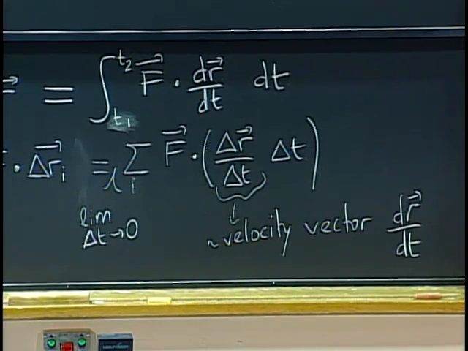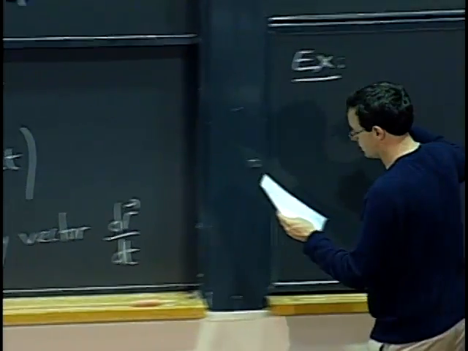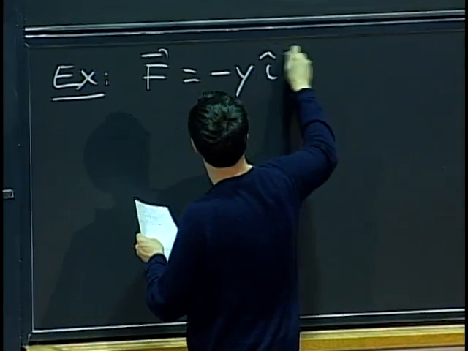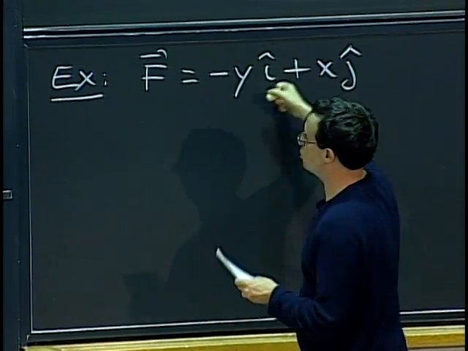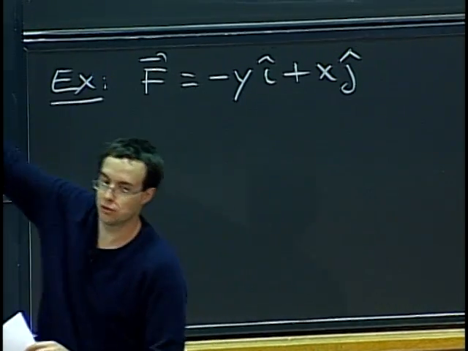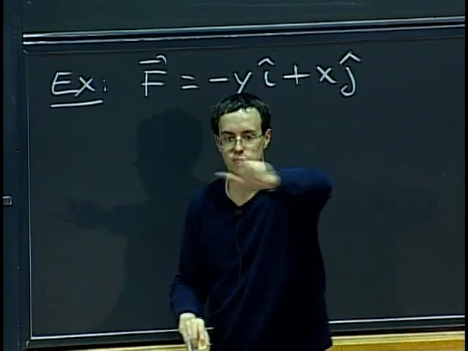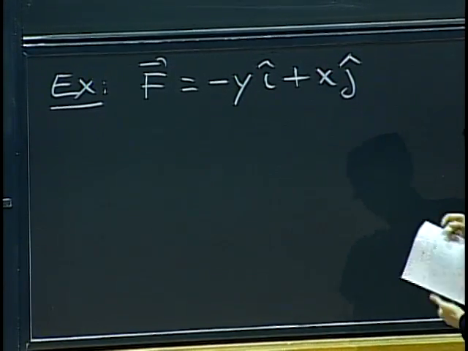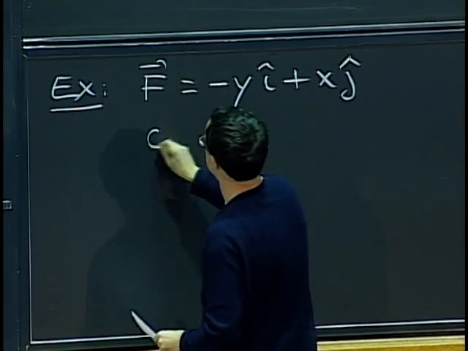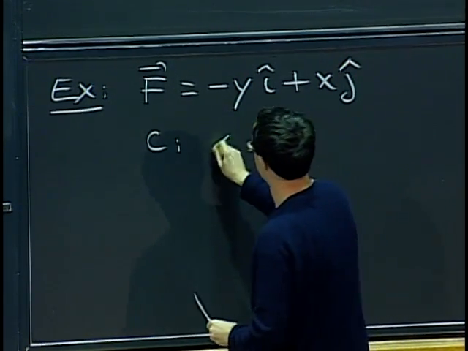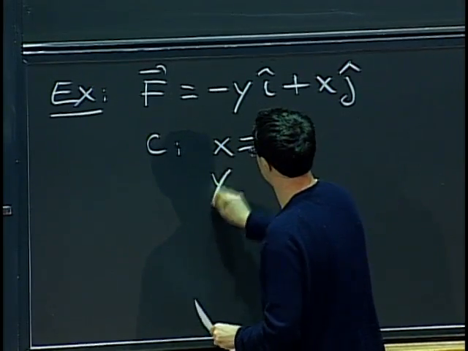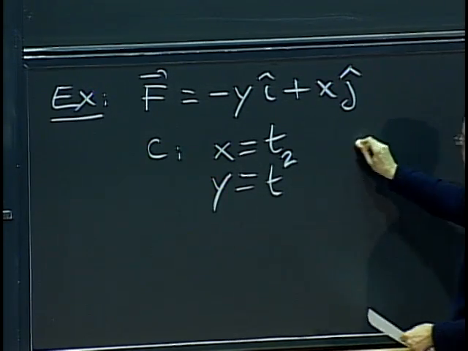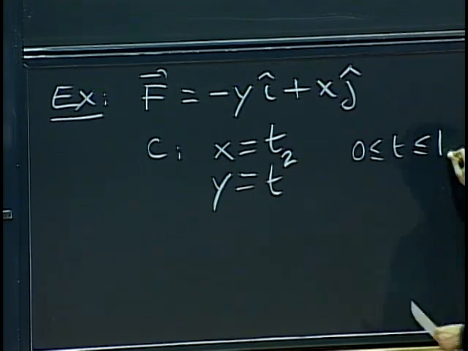Okay, so let's do an example. Let's say that we want to find the work of this force. I guess that's the last example that we had. It's a force field that tries to make everything rotate somehow. Your force points along these circles. And let's say that our particle is moving along the parametric curve x equals t, y equals t squared, for t going from 0 to 1.